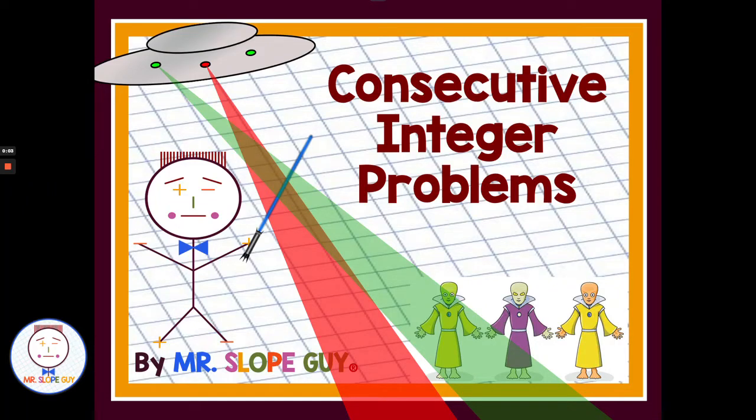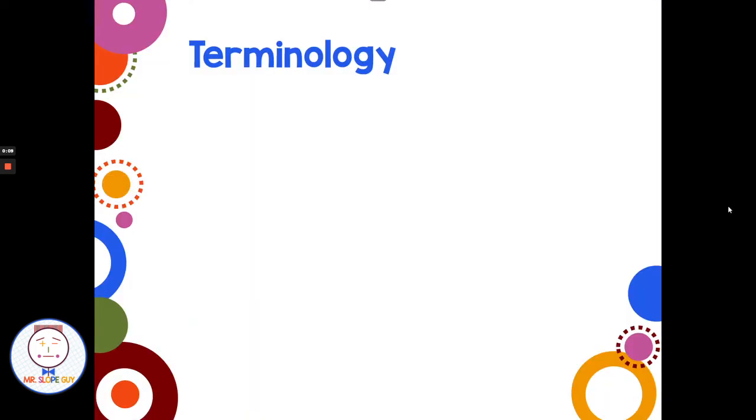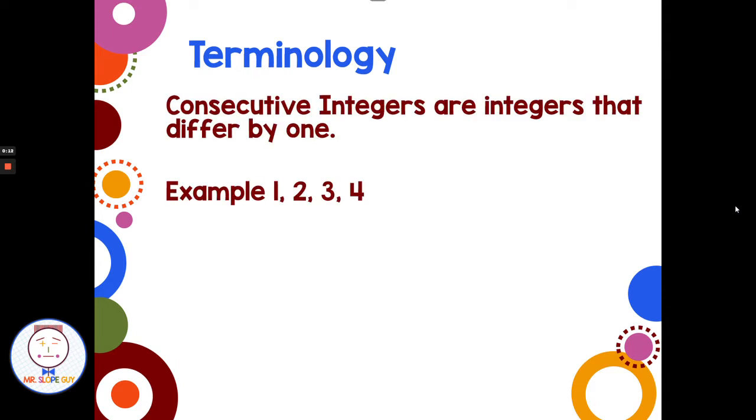Consecutive integer problems. Let's go through some terminology to start with. Consecutive integers are integers that differ by 1, like 1, 2, 3, 4.